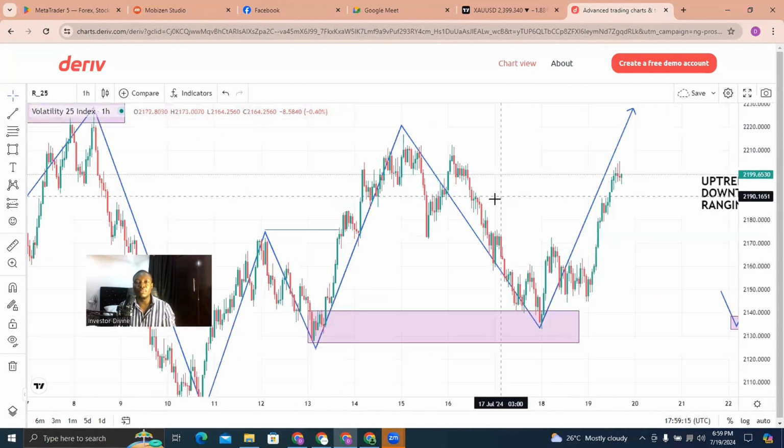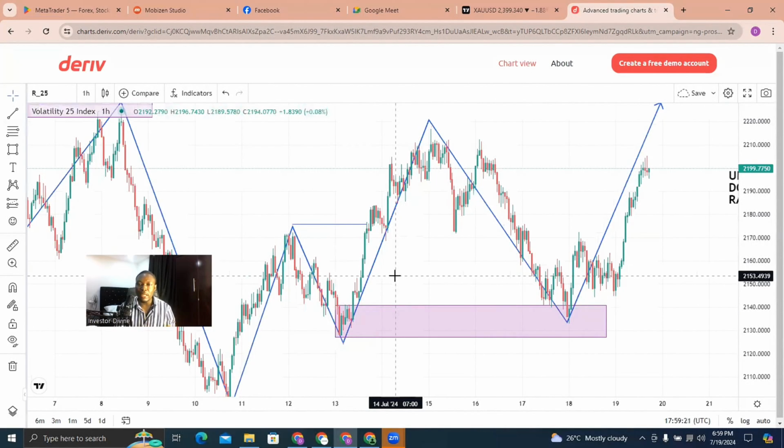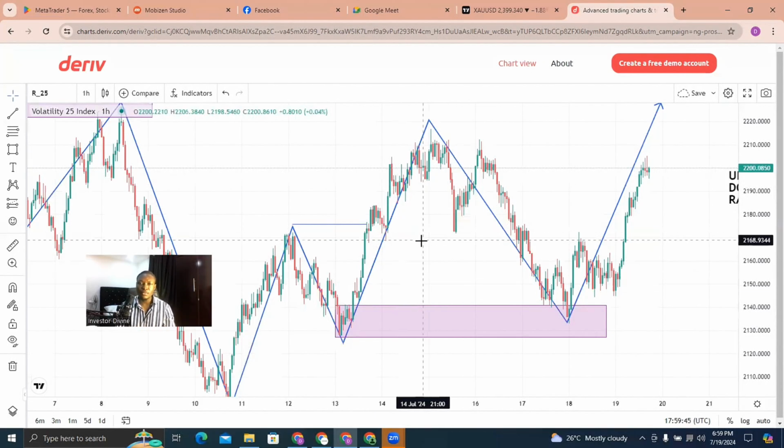So when you come to the market and you come to your chart, you want to analyze, the first thing you need to do is to check the trend that is currently happening, if it's a ranging market, or if it's an uptrend, or if it's a downtrend. After you've identified your trend, depending on what you chose, you start looking for your supply zones and your demand zones.